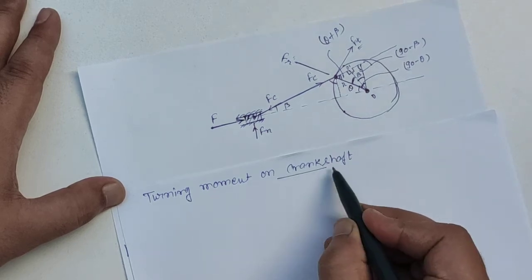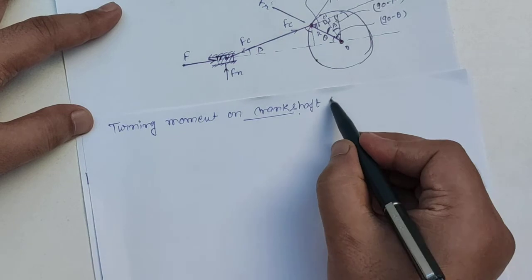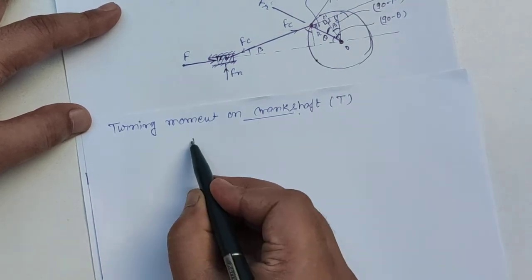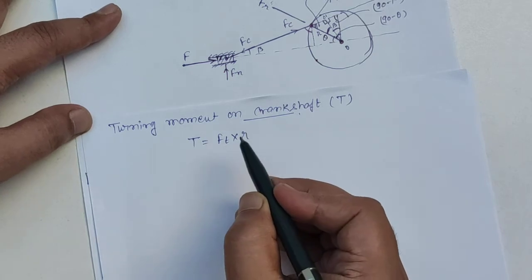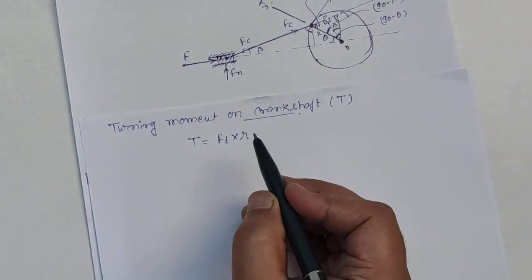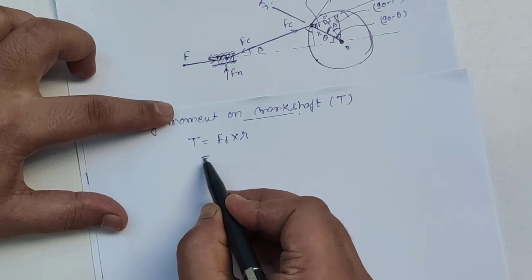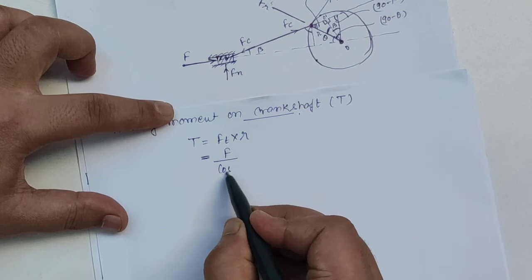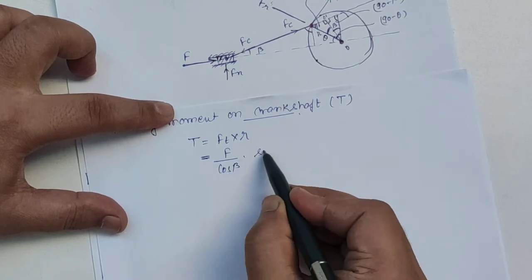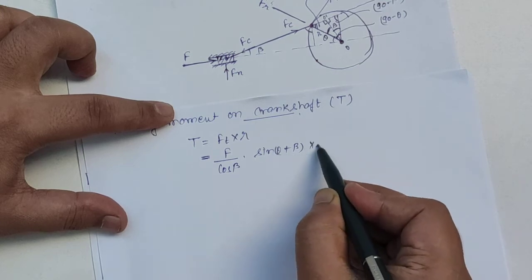Turning moment on the crankshaft. We are writing this as T. So T is nothing but FT into R. Turning moment is nothing but FT into R. The value of FT we have already calculated. The FT is F divided by cos beta, sin(theta plus beta), into R.